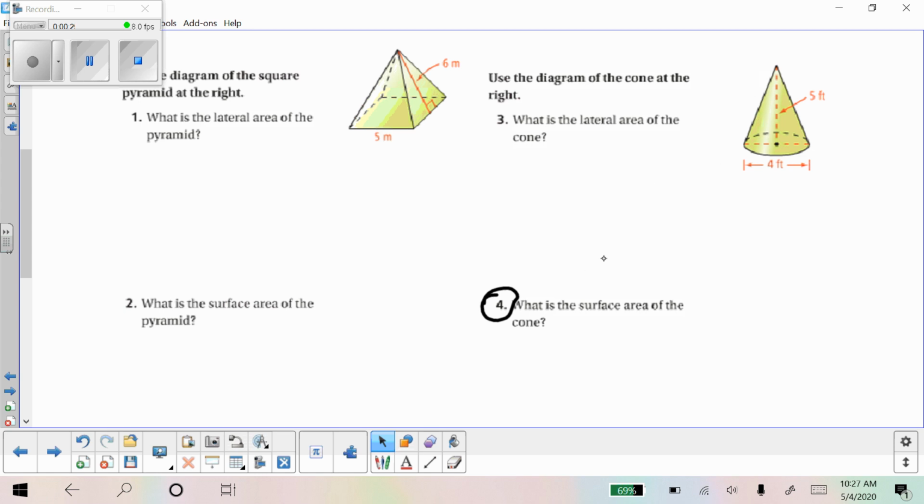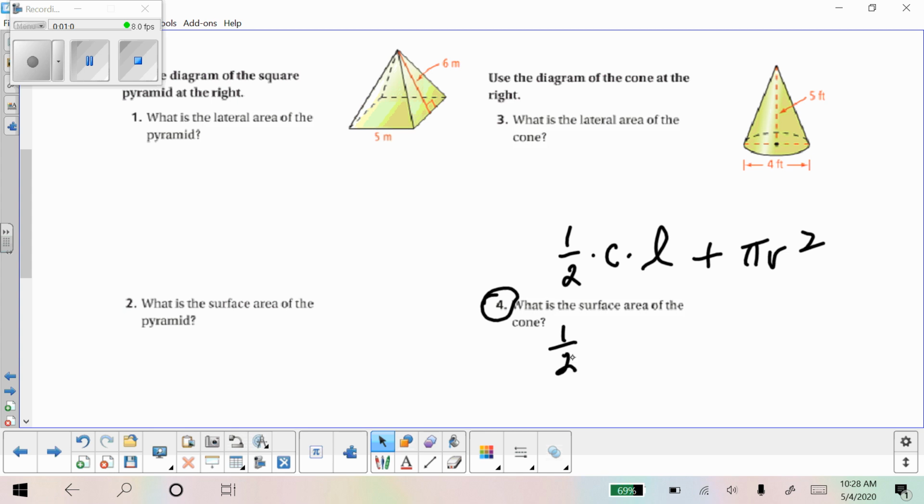There's one base. And what we found out about cones is that the lateral area is 1/2 the base, or the circumference, perimeter, times the slant height. And then we have to add the area of the base, which is just pi r squared. Remember that. Okay, so first we're going to put it in terms of pi. Now the circumference is just the diameter, which is 4, times pi.